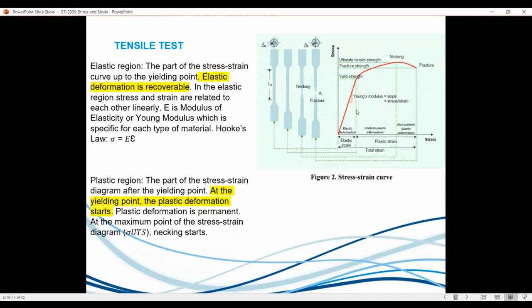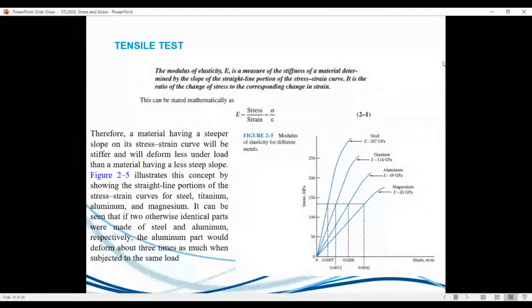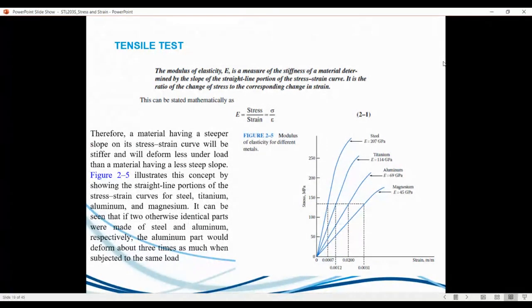So we talked about the elastic region, and then the plastic region. Then this is elaborating on the elastic modulus and where we get it, and the different kinds of materials which have different elastic modulus. What it actually means is shown in a good case study. It can be seen that two otherwise identical parts made of steel and aluminium, respectively: the aluminium part will deform over 3 times as much when subjected to the same load. This is the way you can understand what an elastic modulus is. We also call it the stiffness of the object, and it will deform less under load. So you could essentially say it's stronger, but it's debatable.